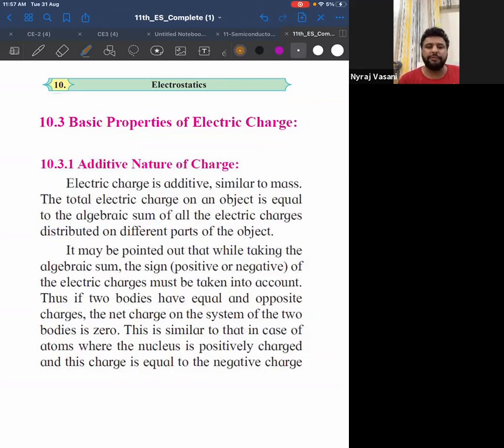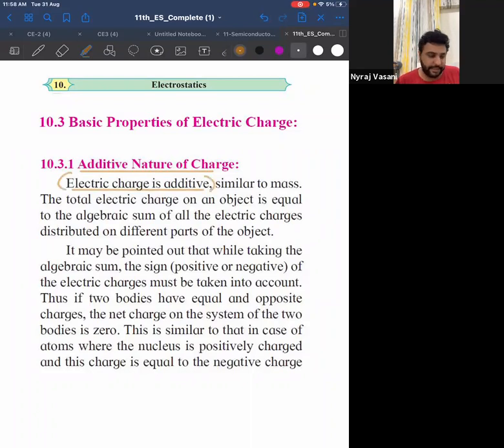The first property of charge they're talking about is the additive nature of charge. What does it mean? Listen to this. It means I can add and subtract charges. I will underline what is written. Electric charge is additive. Okay.